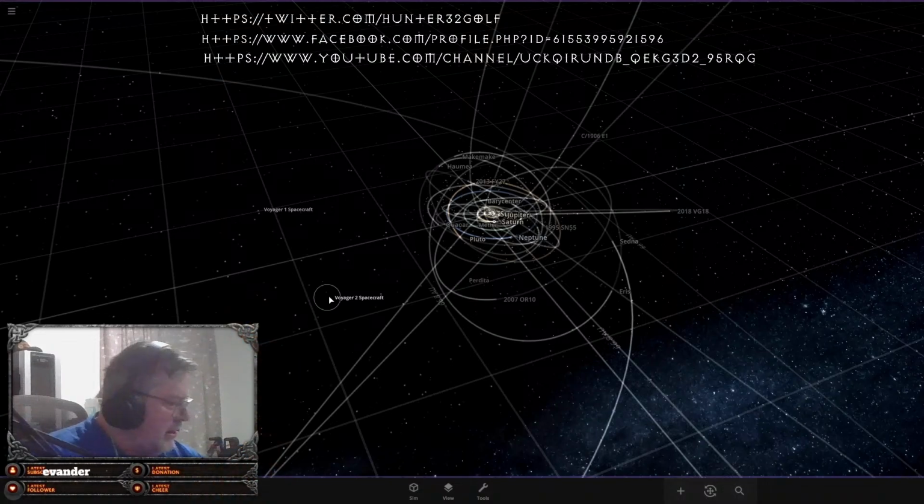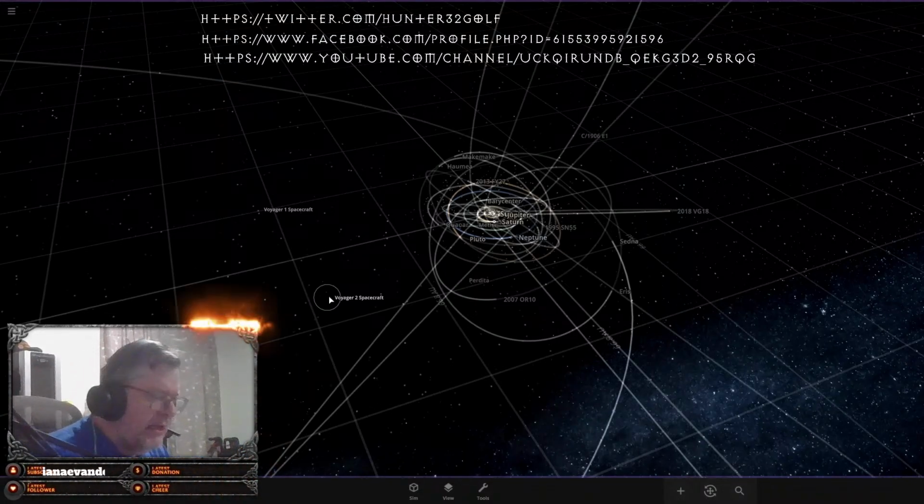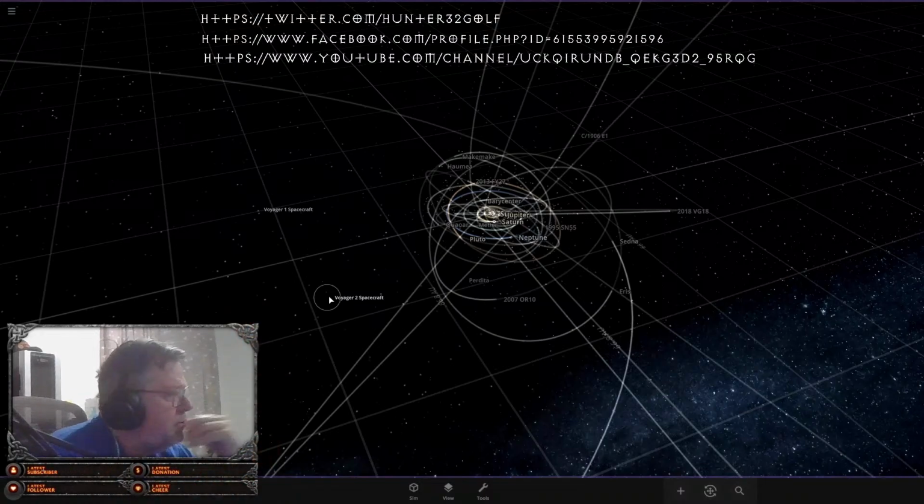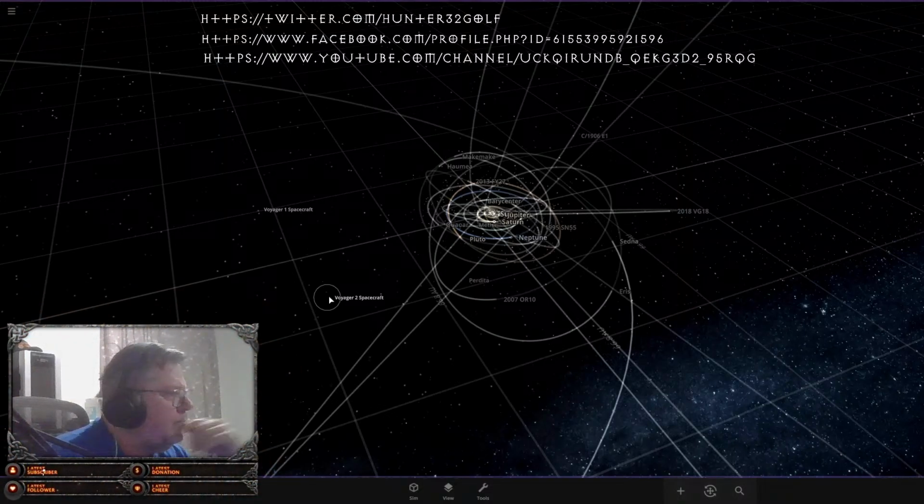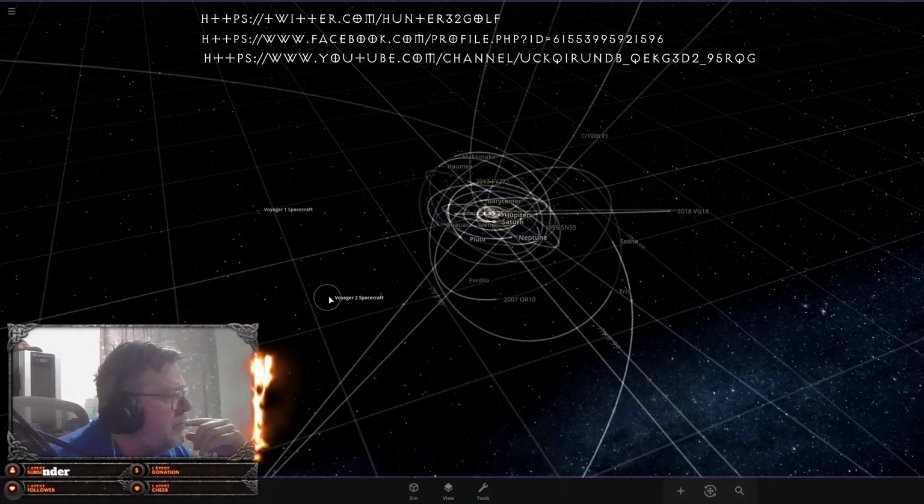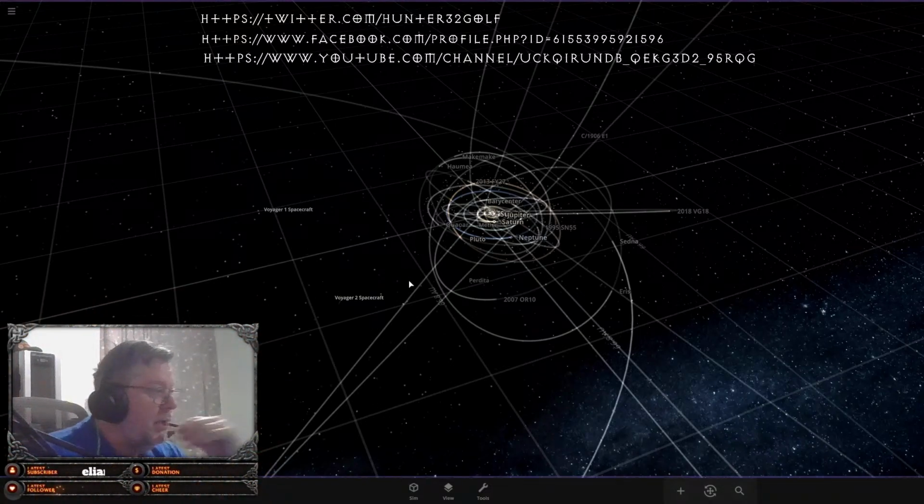And they have actually left the heliosphere, having passed the heliopause in like 2020, and are now in interstellar space. And I think at least one of them is still working, and that would be Voyager 2. But I think they fixed Voyager 1. I haven't really kept up on that.